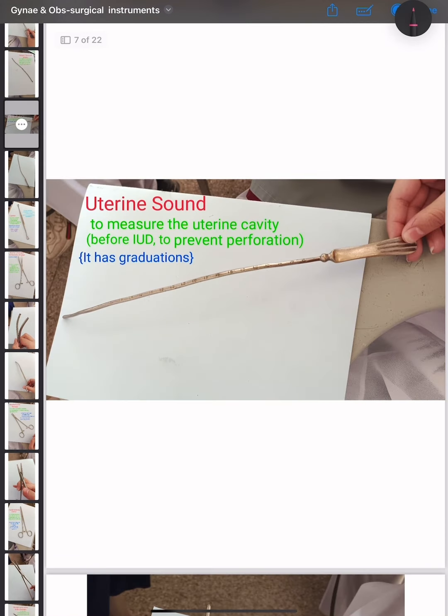This is the uterine sound. We are having some markings on it. This is the start here. These are the small markings you can see here. It is used to measure the uterine cavity before inserting an intrauterine device to prevent perforation. It has graduations. If we want to insert the intrauterine device inside the uterus, it is important first to measure the size of the uterus, how deep it is. So the uterine sound is inserted first, and the length of the uterus is measured, and then the intrauterine device is inserted. So this is for this purpose.